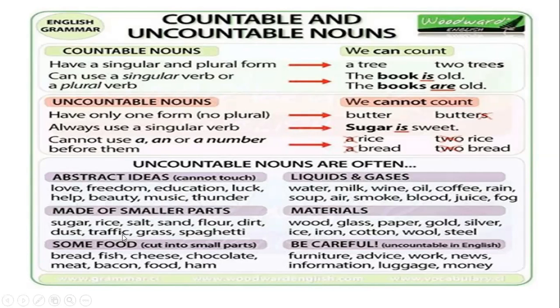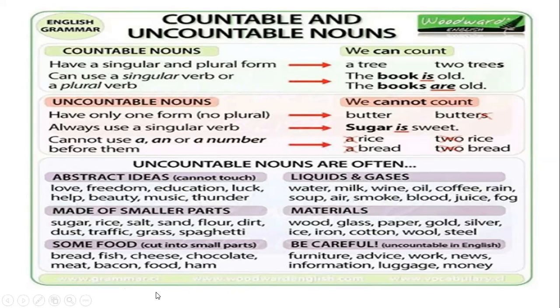Okay, the other elements that become uncountable nouns are often made of small parts. For example, sugar is made of a lot of very tiny pieces. Rice is the same. You have to join hundreds and thousands of small parts of rice to have a pound of rice. Salt, sand, flour, dirt, dust, traffic, grass, spaghetti. Some food too, when you cut it into small parts, for example bread, fish, cheese, chocolate, meat, bacon, food, and ham.